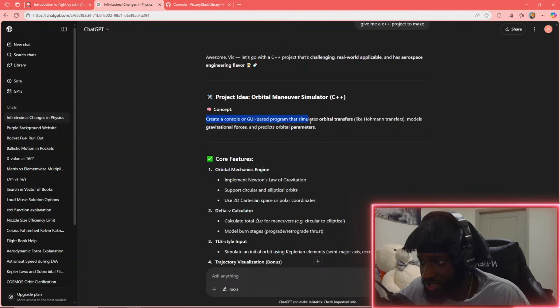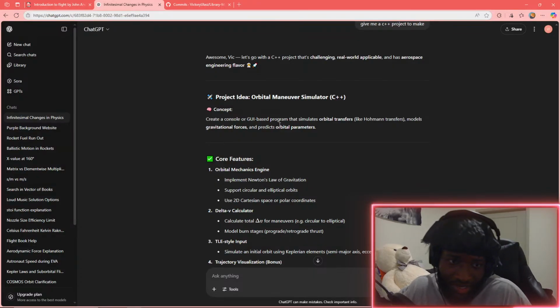Create a console or GUI based program that simulates orbital transfers, orbital parameters. It can be derived from Maxwell's distribution.